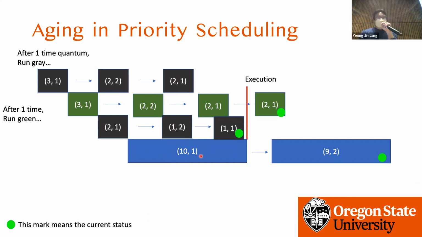I made this kind of animation, but I know the animation is a little bit complex. If you just follow the color of the process and go step by step, you can easily get the idea: after execution, the execution time decreases and the priority also decreases, and after waiting, the priority increases.